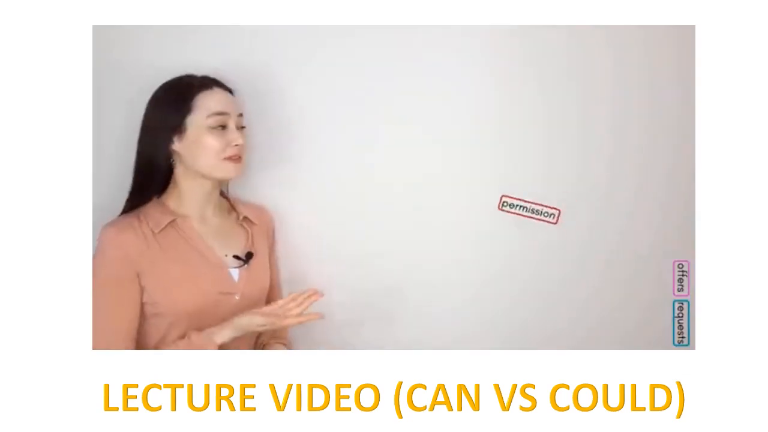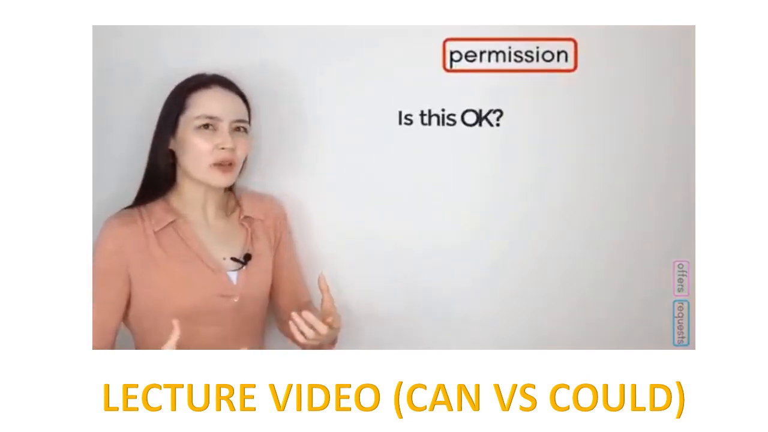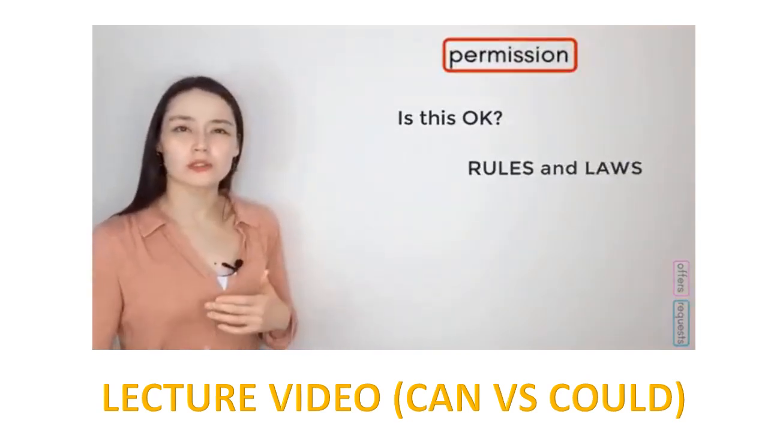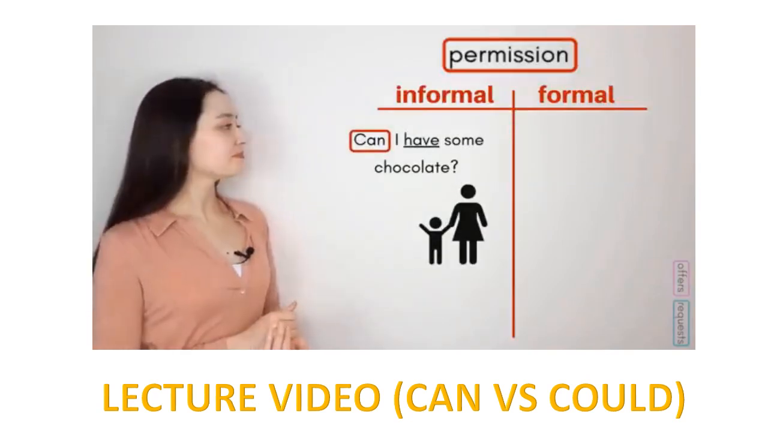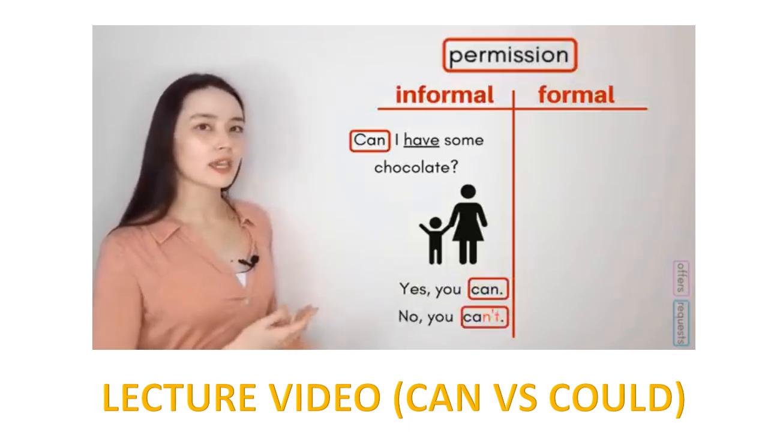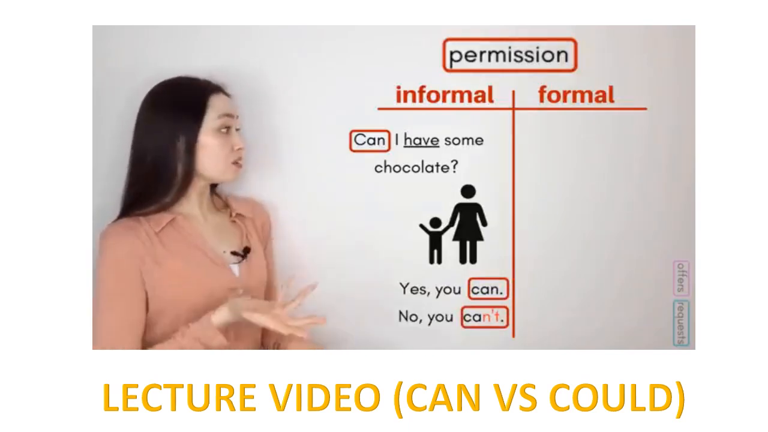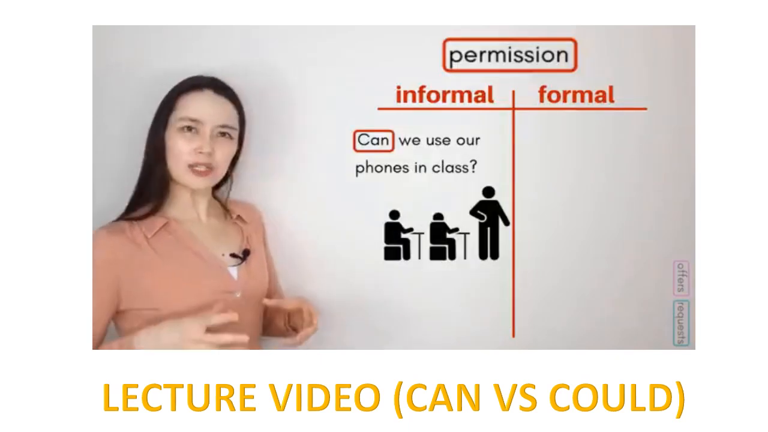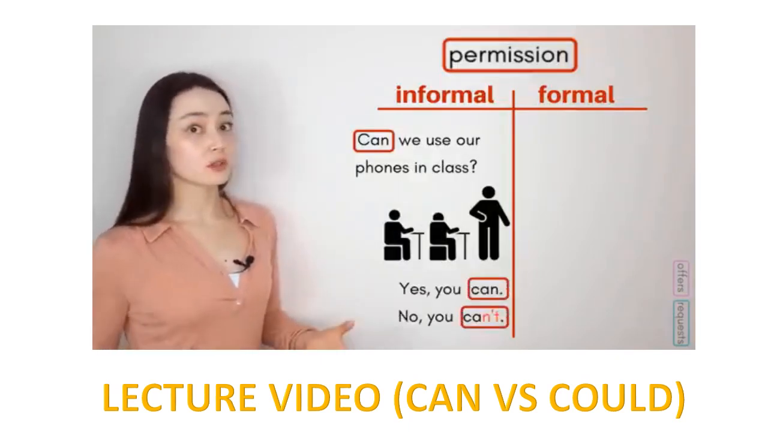Let's move on to permission. Permission, you're asking someone, is this okay? In terms of rules and laws. Child to mom. Can I have some chocolate? Yes, you can. No, you can't. Student to teacher. Can we use our phones in class? Yes, you can. No, you can't.